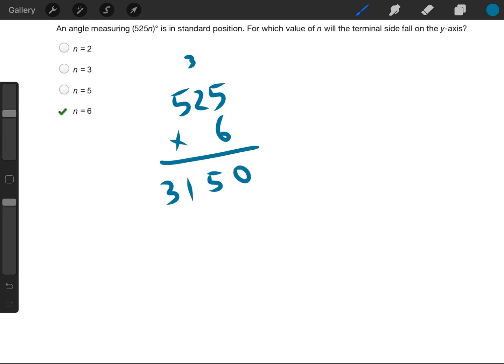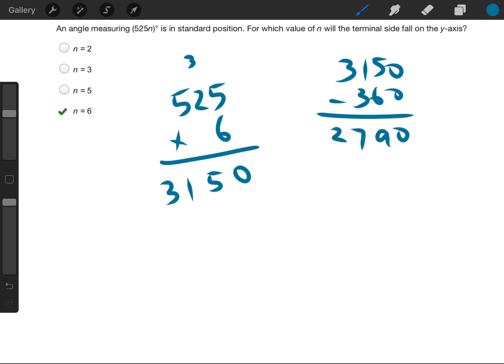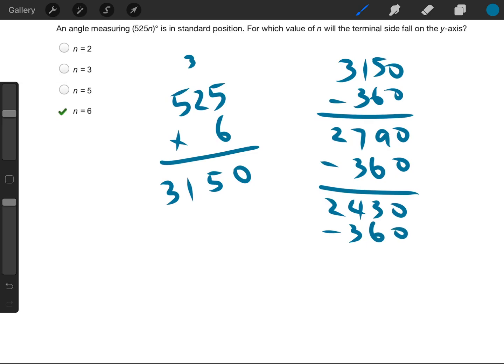So here is what you need to do. You should pull out your calculator and keep subtracting 360. I'm going to show you why. So 3150, if you subtract 360, that's going to get you 2790. Let's subtract another 360. This is a tedious problem. Subtract another 360. You're just going to keep doing it.